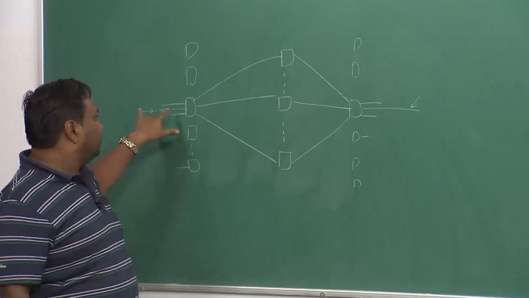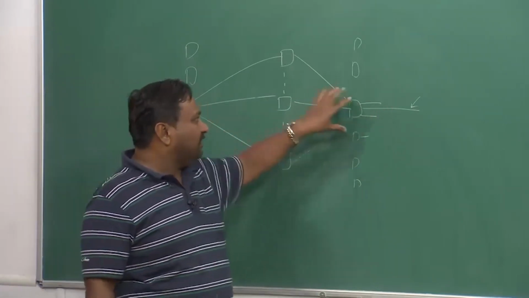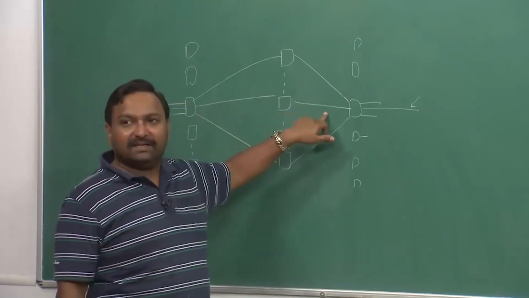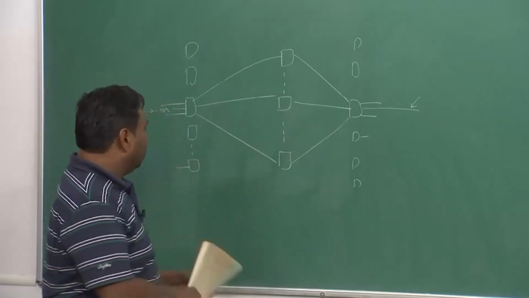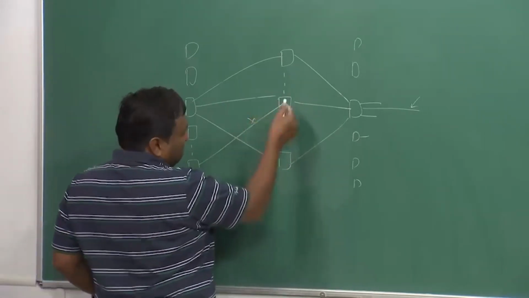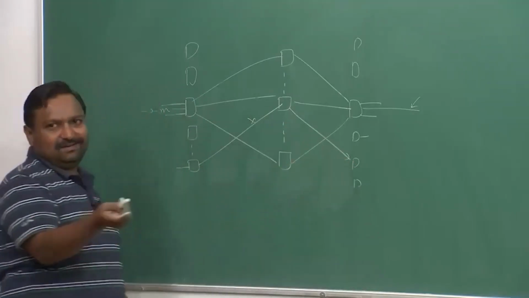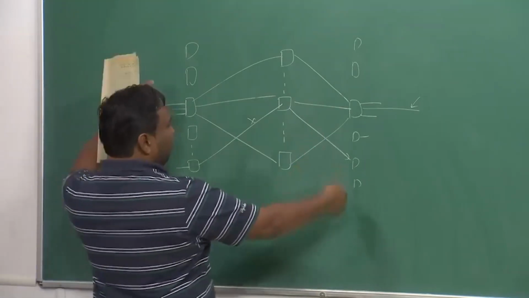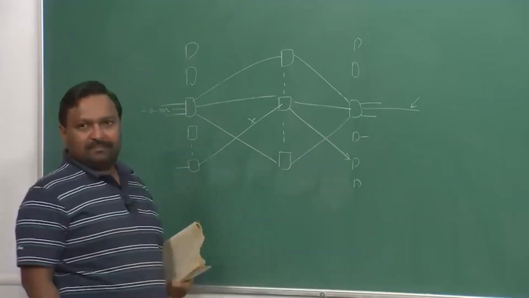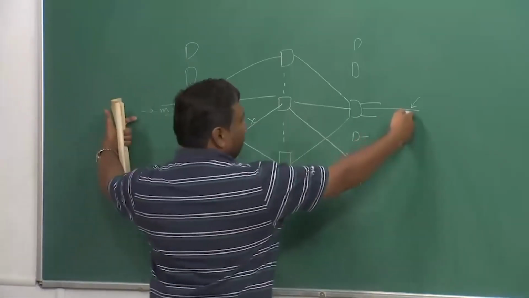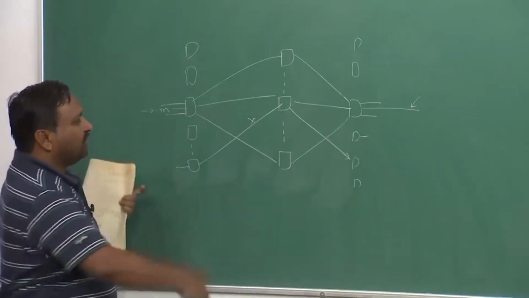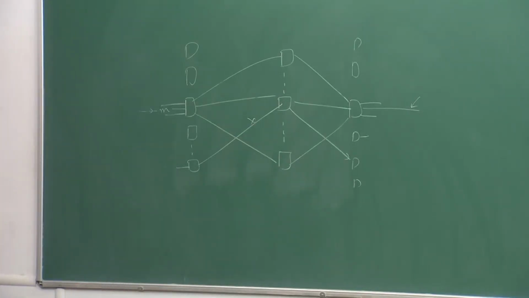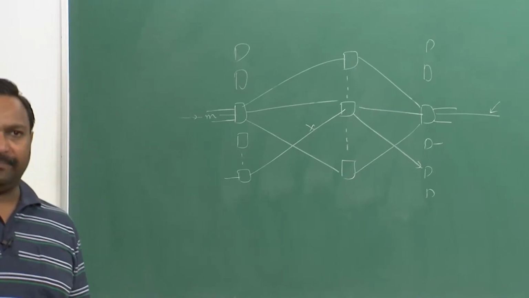So the blocking here will only depend on the availability of a common link: a free link has to be available here and a free link has to be available here. Whether this other link is available or not is immaterial. Those need not be accounted for, and whichever pair you take, the situation is the same. So whatever blocking probability I estimate for these two is going to be true for any other possible pair. In fact, that is the premise we use to estimate the blocking probability.